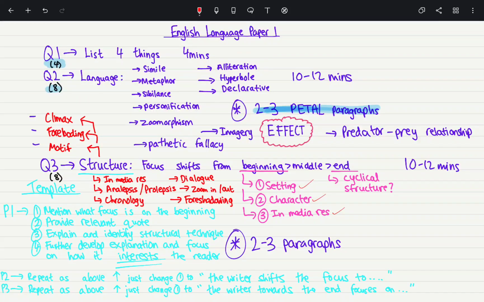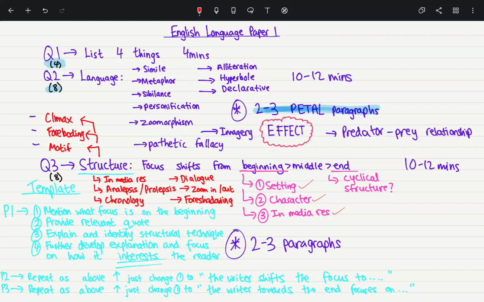A lot of students are correctly identifying the language techniques, the adverbs, the adjectives, the metaphor, the simile, but they fail to elaborate on the effect of language. So if you want to score top marks, my top tip for you all is explore the effect of language.